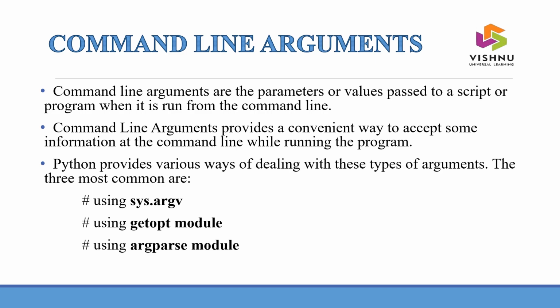Command line arguments. Command line arguments are the parameters or values passed to a script or a program when it is run from the command line. So that means if we are implementing command line arguments, we need not write any input function. So we can directly pass the inputs from the command prompt. Python provides various ways of dealing with these types of arguments. The three most common are using sys.argv, using the getopt module, and using the argparse module.